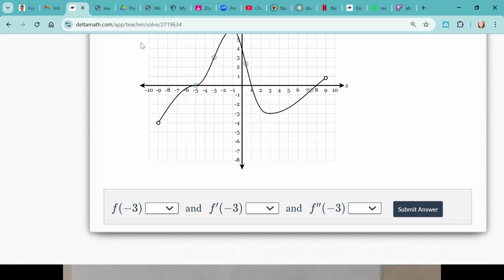Now, eventually, you're going to get to ones that say you're looking at f prime, but this is regular f. What type of number is f of -3? Keep in mind, f of -3 means a y value. So if I go to -3, what type of value is its y value? A positive. So in the drop-down menu, you're going to pick greater than 0.